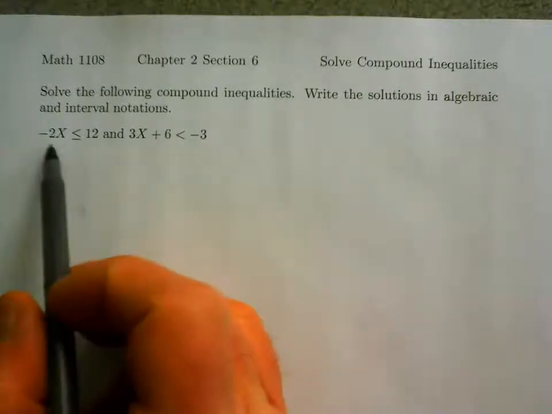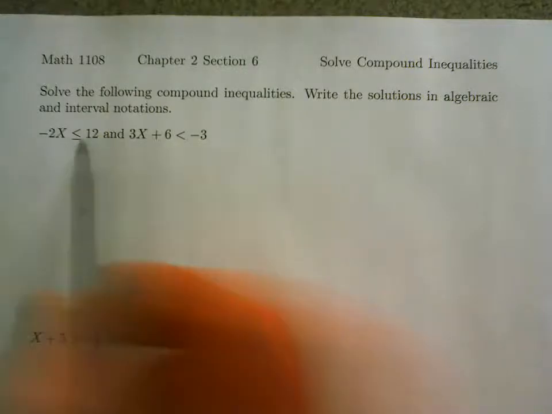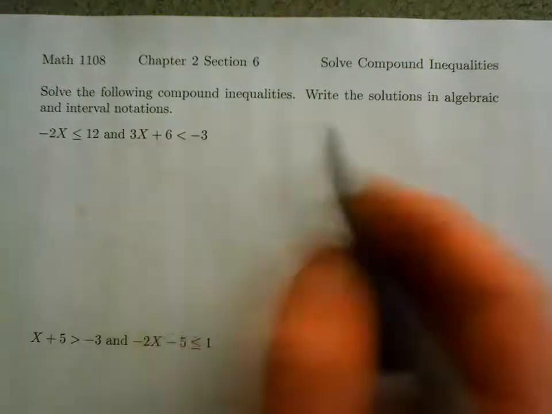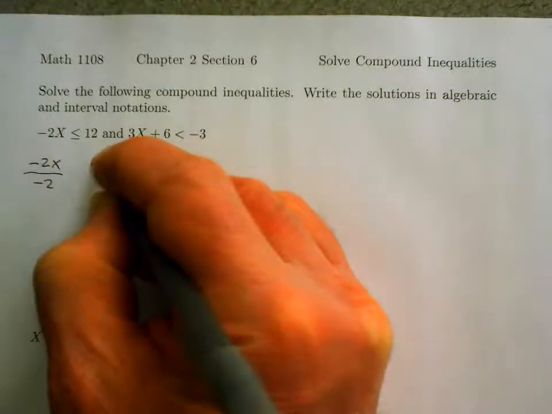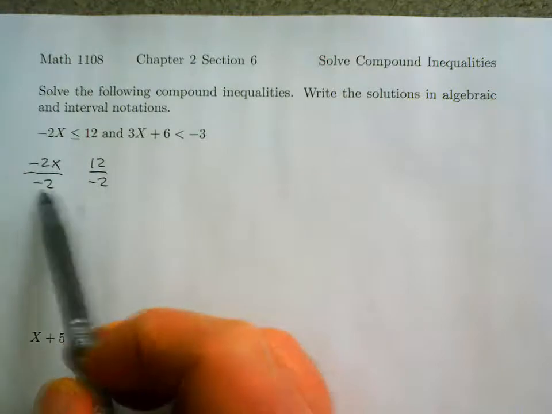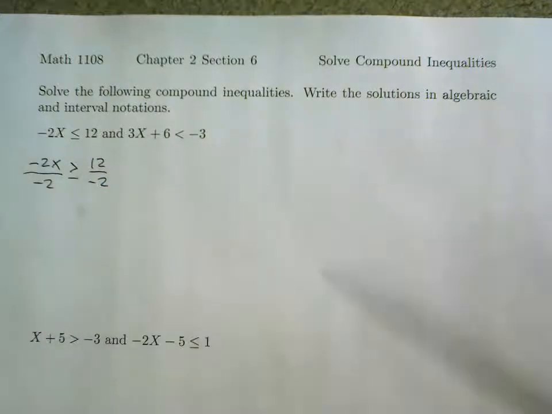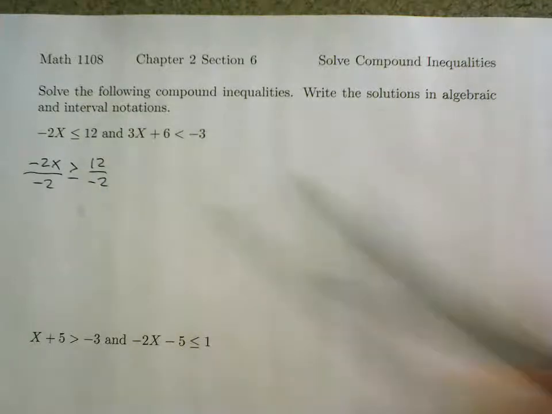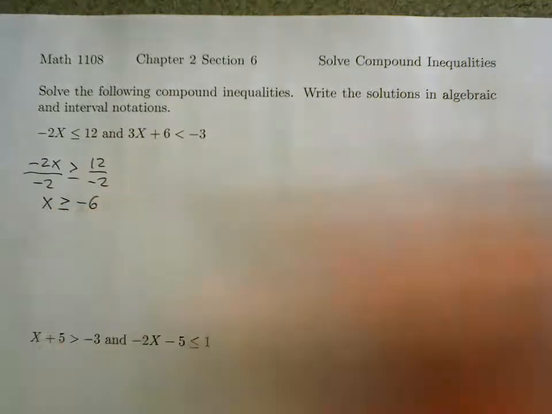So this first one, negative 2x is less than or equal to 12. What do we get when we solve this one for x? Yeah, if we divide both sides by negative 2, whenever we divide both sides of an inequality by a negative, we have to switch the inequality to its opposite. So we change this inequality from less than or equal to greater than or equal. And so this becomes x is greater than or equal to negative 6.